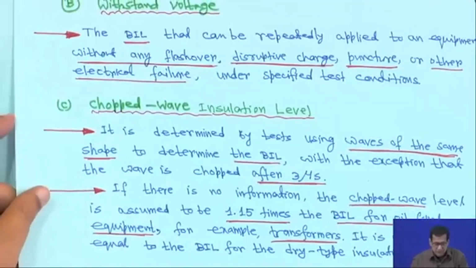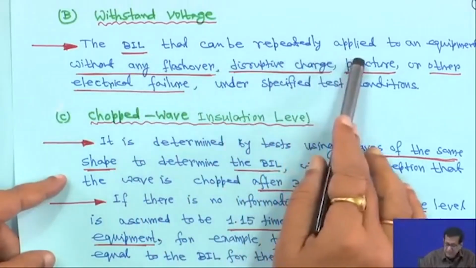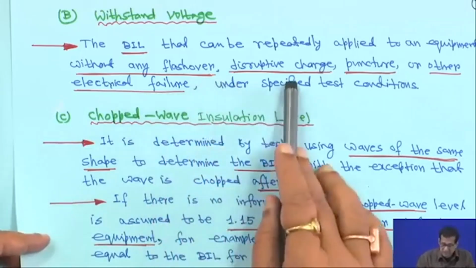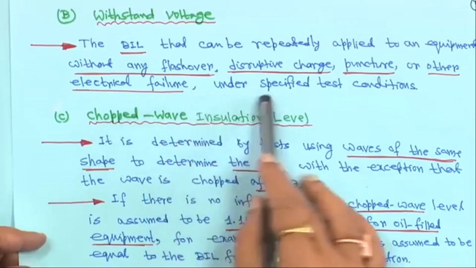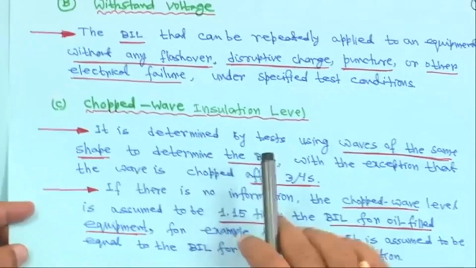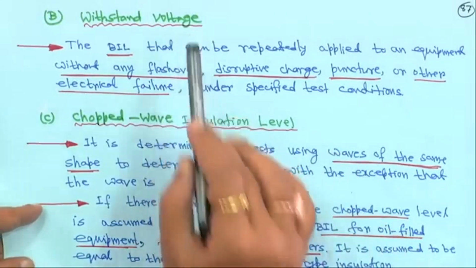Now, next one is withstand voltage. It is the BIL that can be repeatedly applied to an equipment without any flashover, disruptive discharge, puncture or other electrical failure under specified test conditions. Whenever they are testing the equipment, they test all sorts of things. So this is actually withstand voltage.